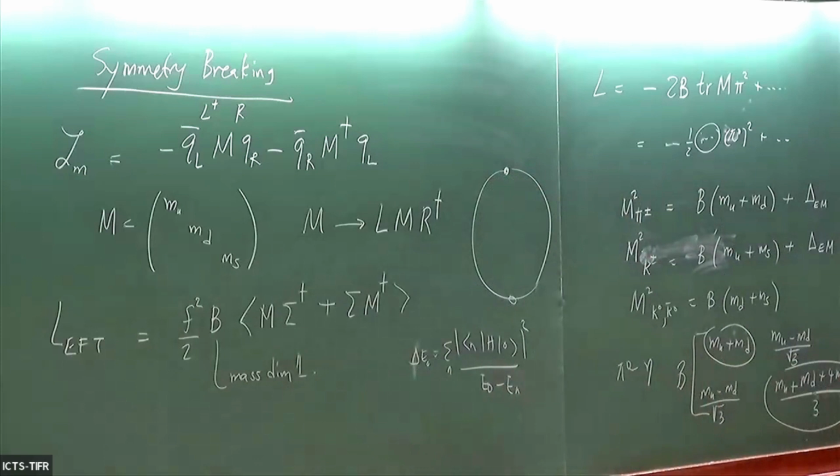It doesn't have to be positive, it just means that we expanded sigma about pi equals 0, and that wouldn't be correct. You'd have to minimize the potential and expand about the correct minimum. The condensate has to be negative, that's right. Okay, so we know the condensate times the quark mass, or effectively we know B times the quark mass, but we have neither of them separately.